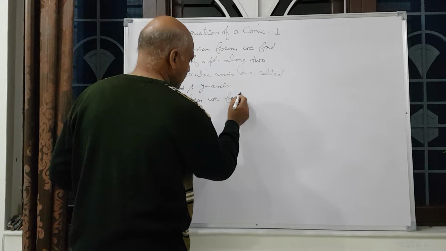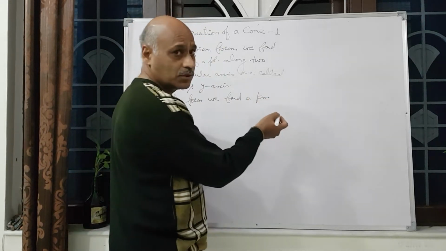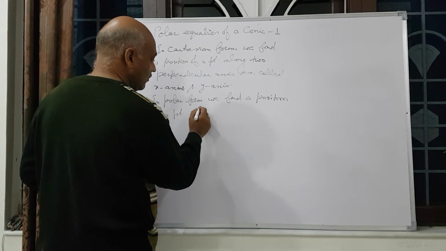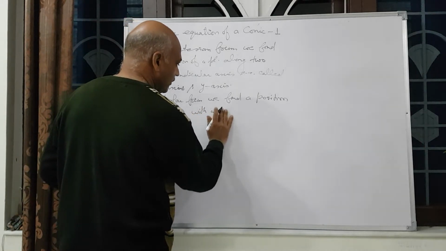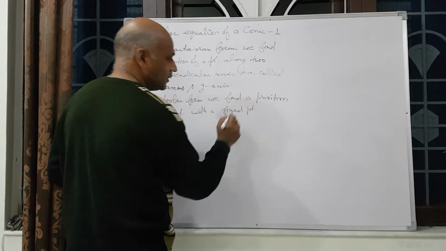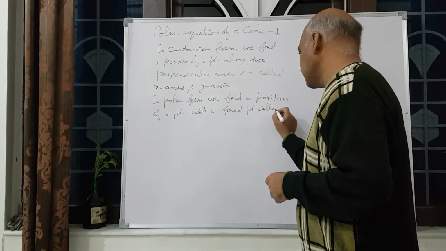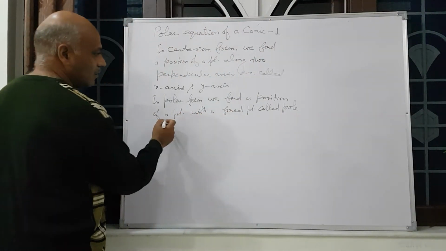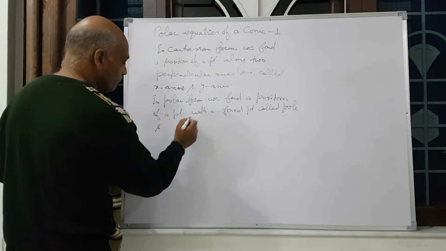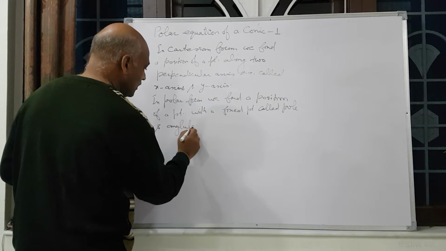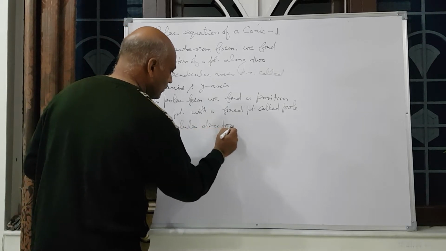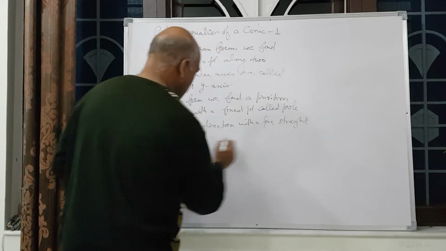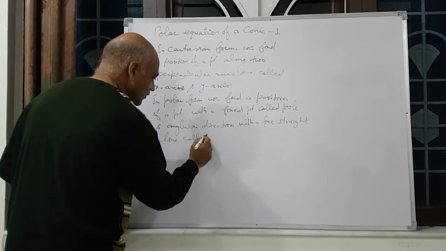we find a position or location of a point with a fixed point called the polar origin, and this is the distance, and angular direction with a fixed straight line called the initial line.